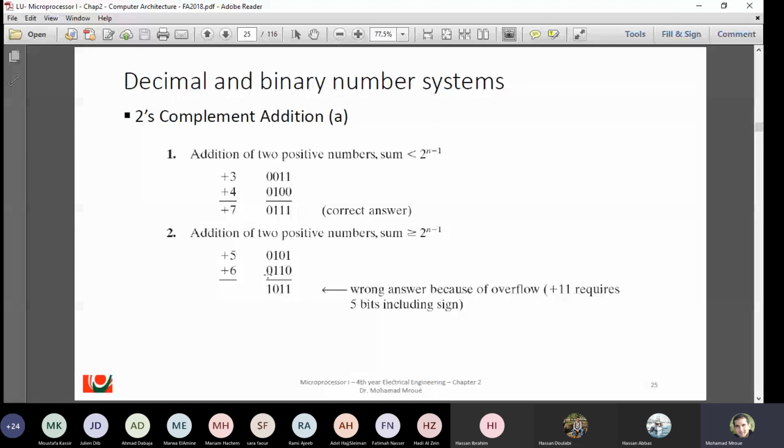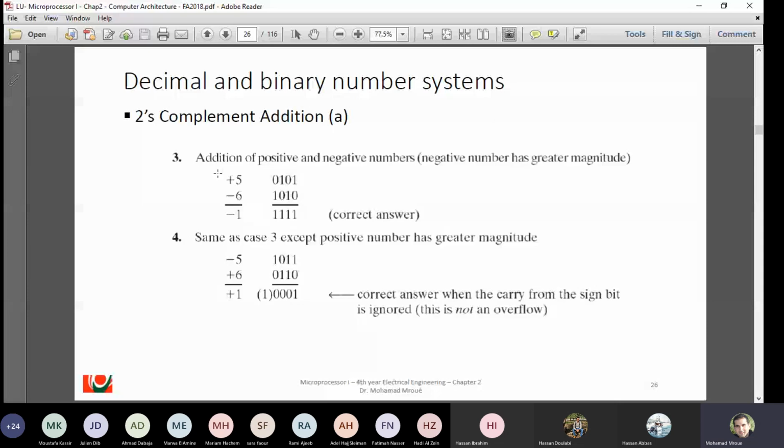Why? Because the most significant bit came out 1. Okay? So here we have an overflow. So to represent plus 11 we need 5 bits, including the sign. Here we have 5 minus 6, so the result is negative, and the answer is correct. And we have minus 5 plus 6, so here too the answer is correct. So we simply ignore the carry. With the 2's complement representation we just ignore the carry.